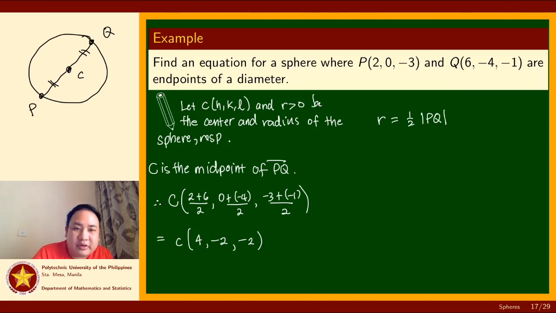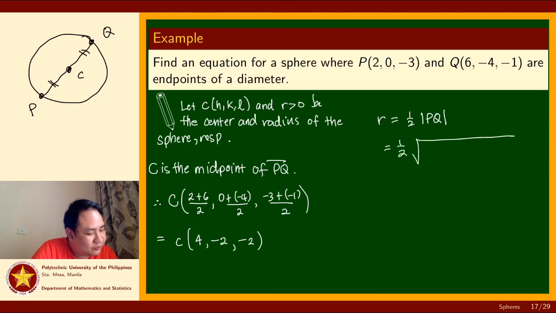Now to get the radius, we know that the radius r should be 1/2 the diameter. The diameter is the length of the line segment PQ, which we can obtain from the distance formula. So applying the distance formula for P and Q, we get (2 minus 6) squared, (0 minus -4) squared, then (-3 minus -1) squared.